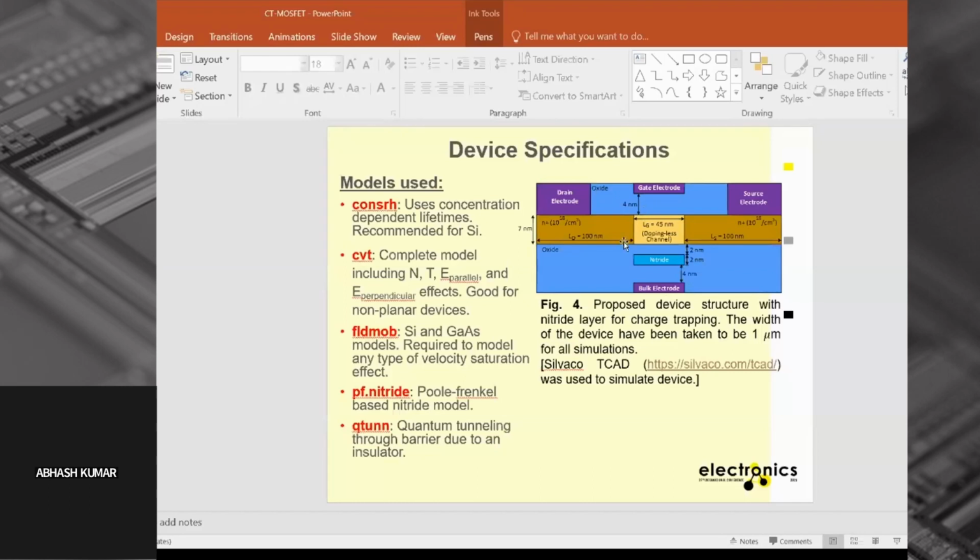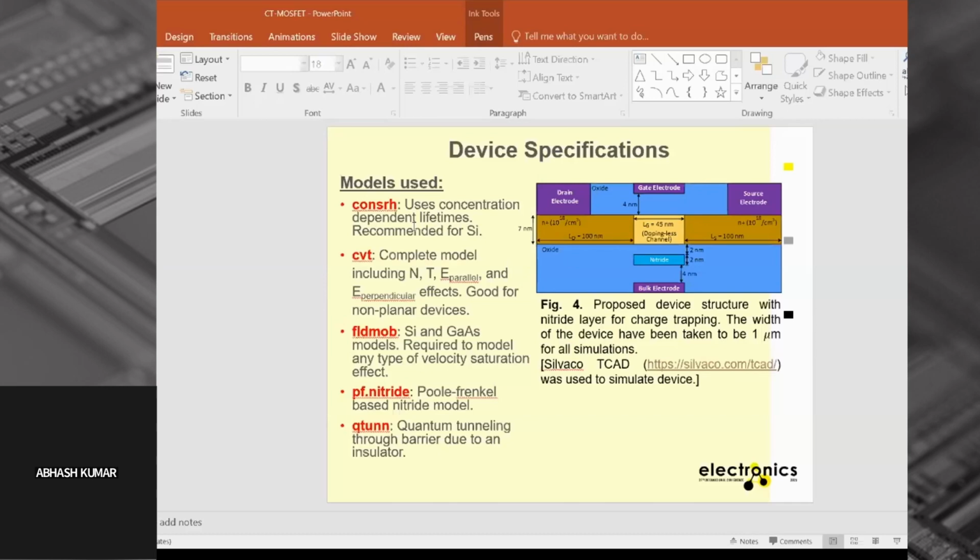So we have employed the traditional silicon based devices having SiO2 as gate oxide, and this dopingless channel having a doping of 10^18 per centimeter cube, and a nitride layer which is used for the charge trapping. So we have employed Silvaco TCAD to simulate our device, where we have incorporated these models.